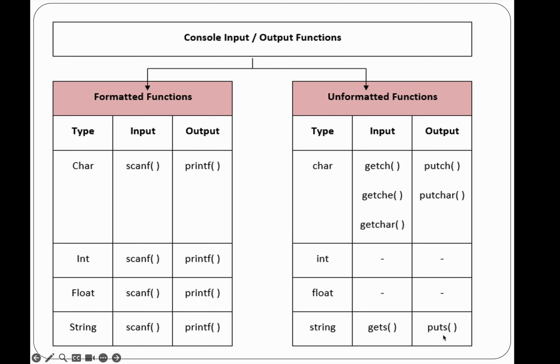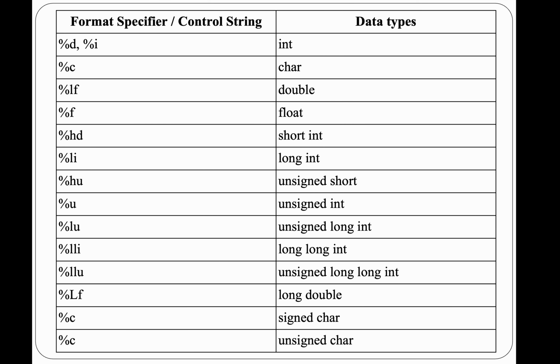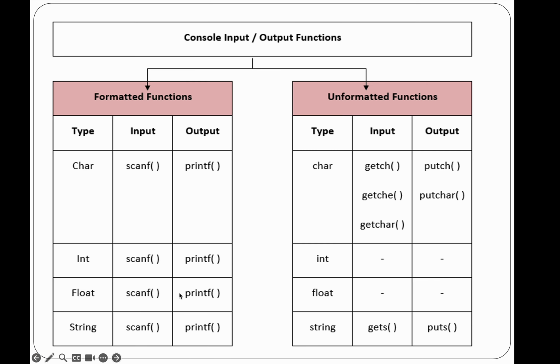Later we can discuss each and every input and output function in detail. But as of now, there are two types of input output functions: one is formatted and another one is unformatted. If you don't have any clue about input and output statements, maybe this example might be vague, but let's see it with a programmatic explanation.